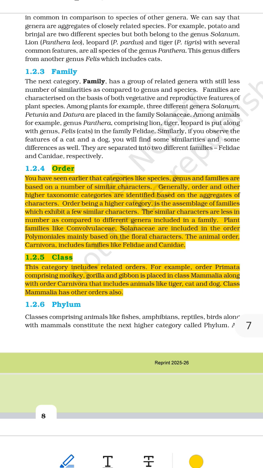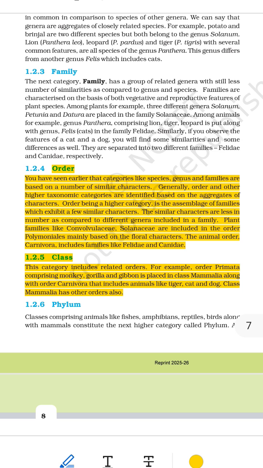Super simple example from animals. Let's say family Felidae equals lions, tigers, cats. They're all cats. Family Canidae equals dogs, wolves, foxes. They are all dogs. Even though cats and dogs are not the same family, they are similar in some ways. They eat meat. They have sharp teeth. They hunt other animals. So we group these families into order Carnivora.